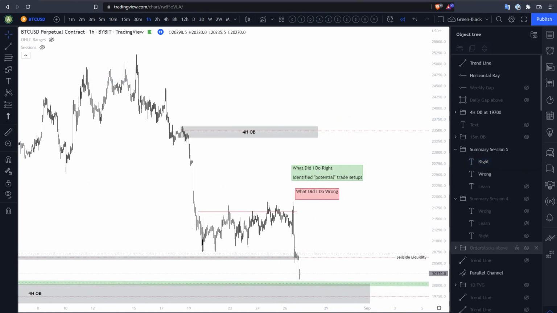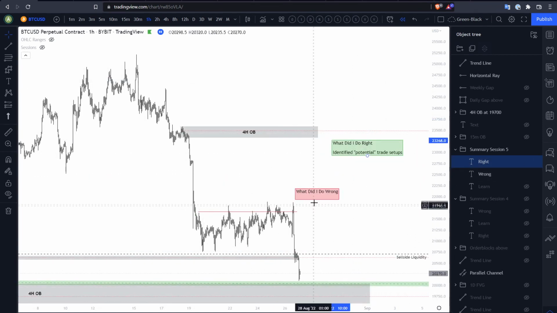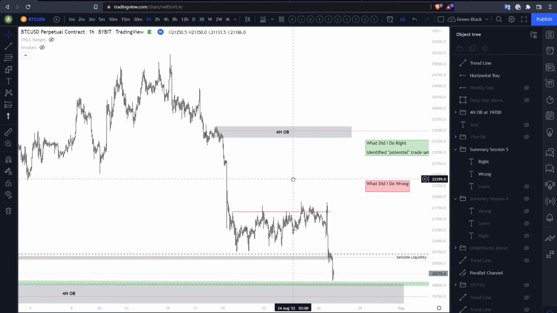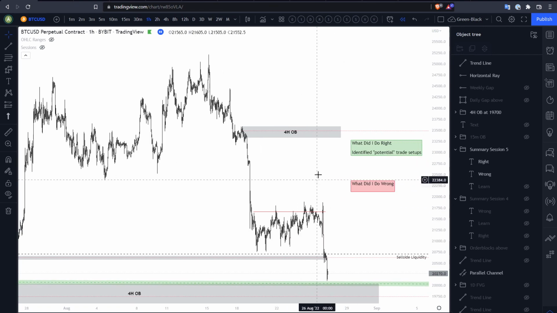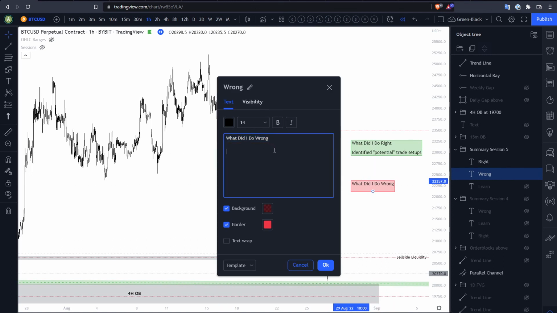Now, what did I do wrong? Well, first of all, apparently I did not identify correctly the higher time frame moves. I was expecting the price to go higher here, to either close this gap to half or revisit this order block, which did not happen. I was expecting these lows to be taken and then the price to revert, which also did not happen. So my higher time frame expectation was incorrect.